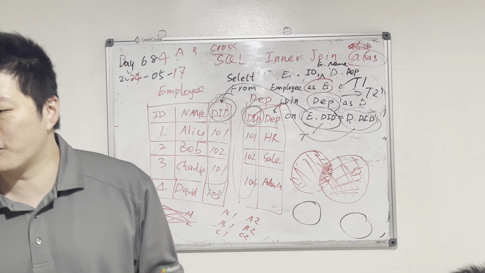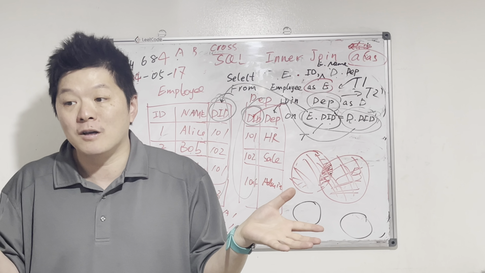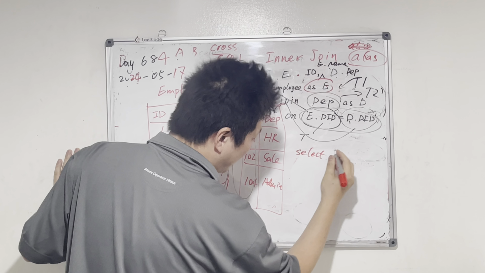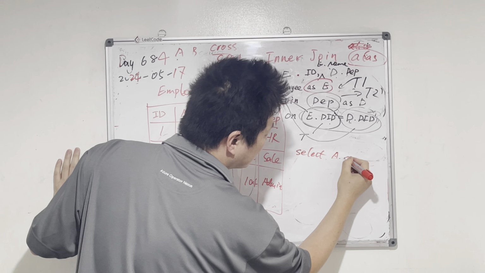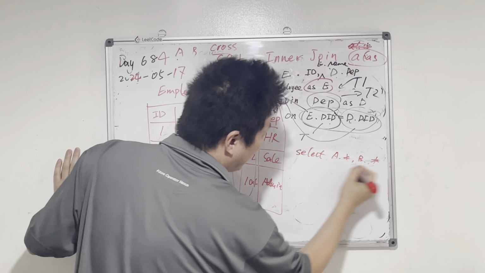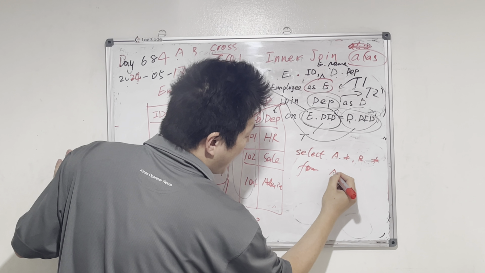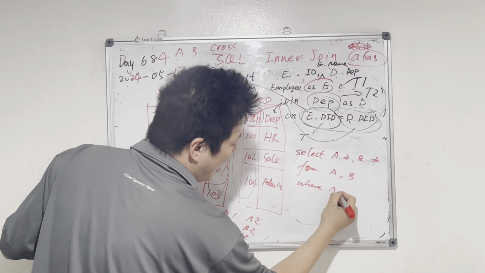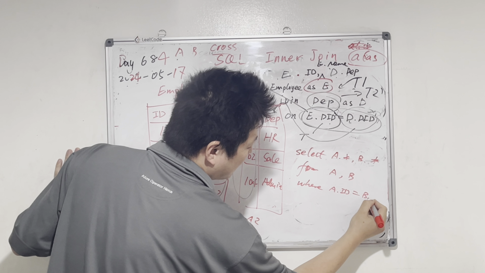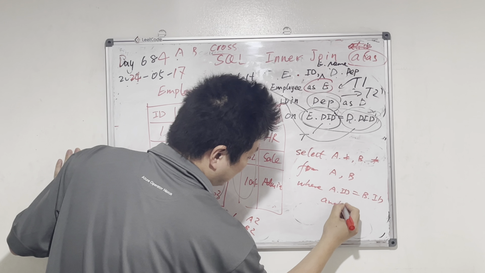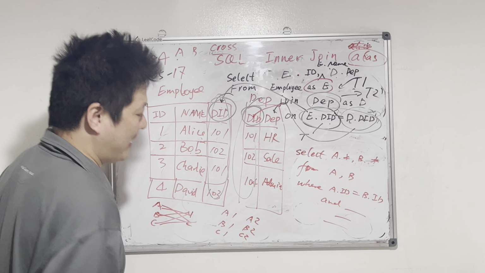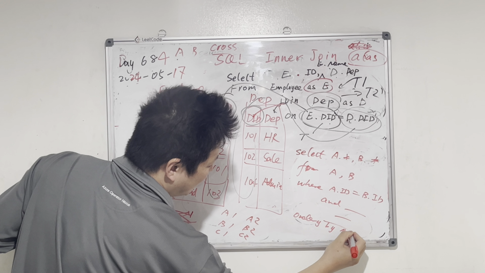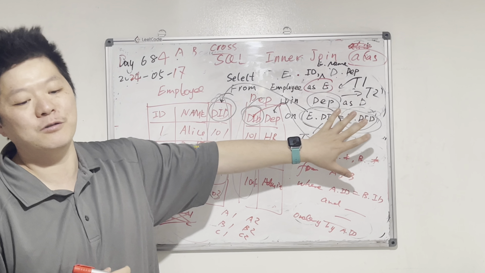We also have another type of old school join, which is the implicit join. The syntax is quite simple. Select A dot star, B dot star from A, comma B. We want to select everything from two tables where A dot ID equals B dot ID, and then you can put subsequent conditions, and then you can put the order, something like order by A dot ID. So this is the implicit join, which is also an inner join.